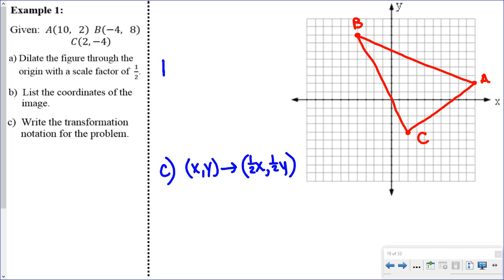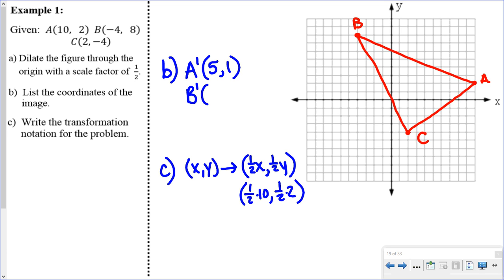So I'm going to work backwards. So now I'm going to do part B. So if I plug in A prime here, I'm going to do 1/2 times 10 and then 1/2 times 2 to get my ordered pair for A prime, which would be 5, 1. You don't need to show this work that I'm showing you, but I just want to show you what I'm plugging into the notation, how the notation helps. And so then here I would do 1/2 times -4 for the x, and then 1/2 times 8 for the y. So that would be -2, 4. And then C prime would be 1, -2.